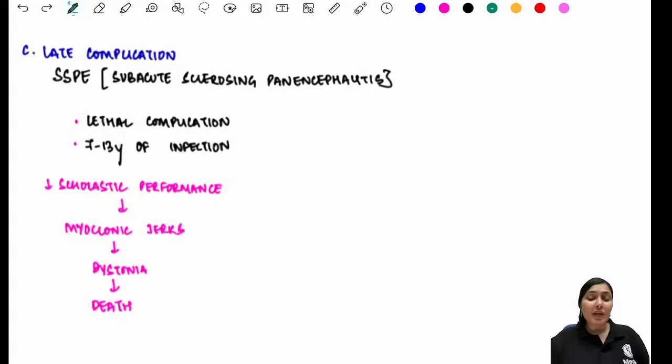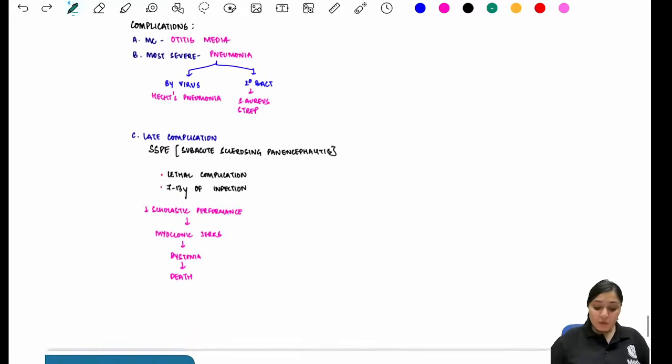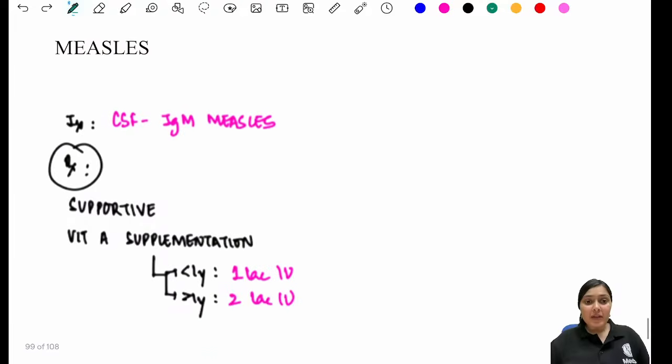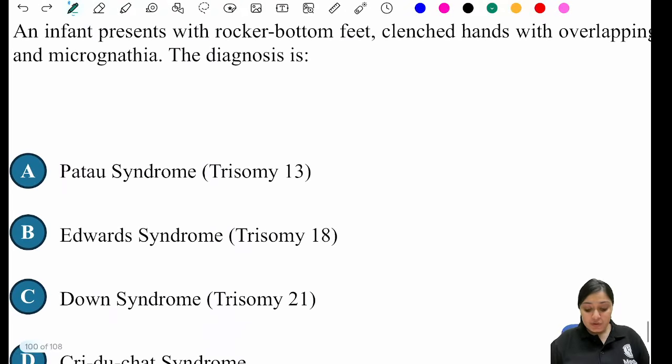And the famous late complication, how can we forget SSPE, that is subacute sclerosing panencephalitis. It is a lethal complication that is seen late, that is 7 to 13 years after infection. The child presents with decline in the scholastic performance and myoclonic jerks, typical dystonias, and ultimately death. So this is all about the measles infection. Now let's move to the next question.